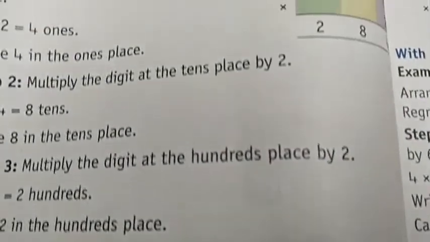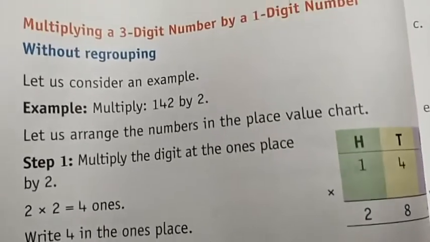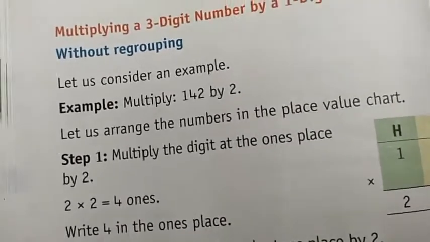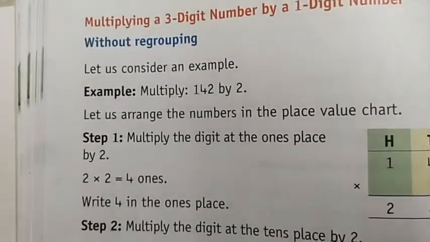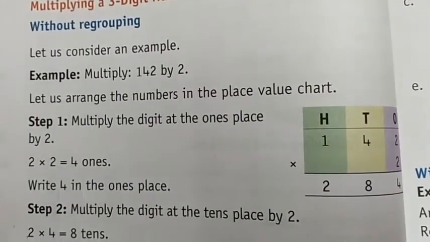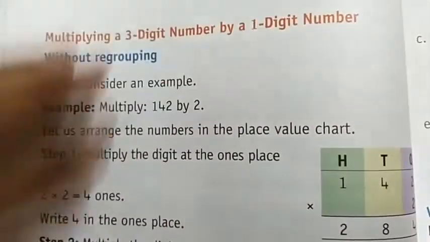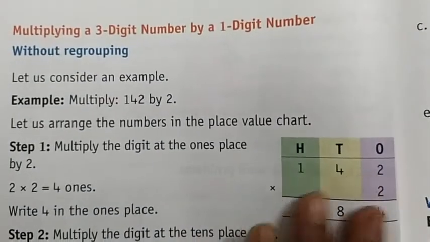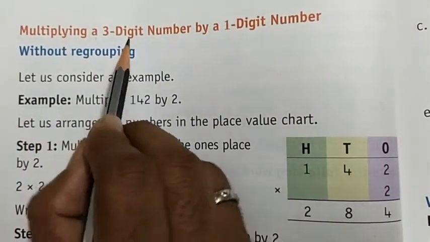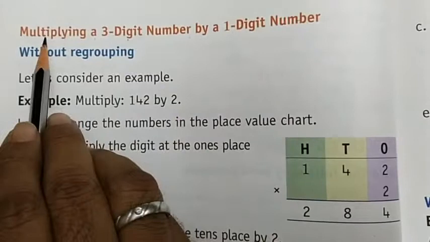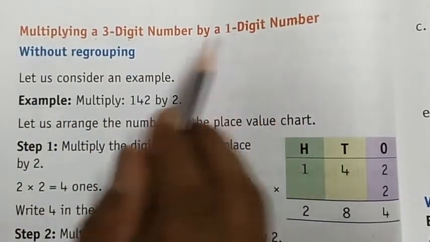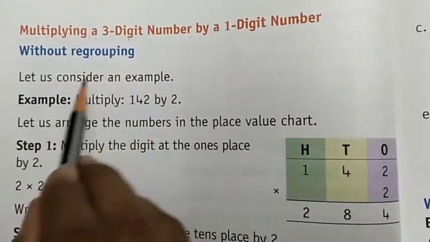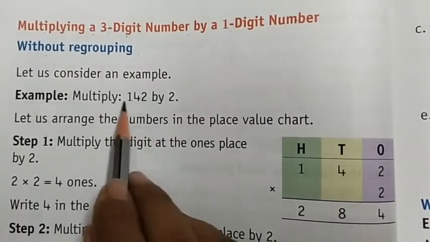So now the multiplication of a 3 digit number by a 1 digit number without regrouping, then we have to do it with regrouping, then we will be able to conclude this mathematics unit number 1. Multiply a 3 digit number by a 1 digit number. Multiplying a 3 digit number by a 1 digit number without regrouping, right? Let us consider 142 by 2.